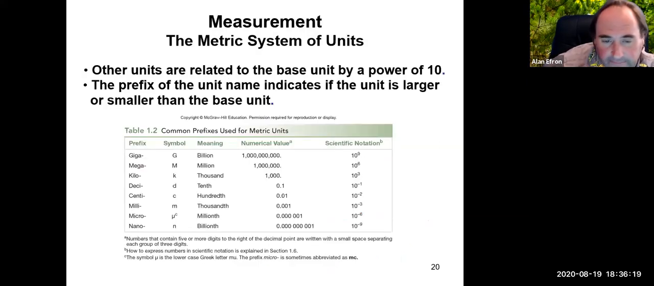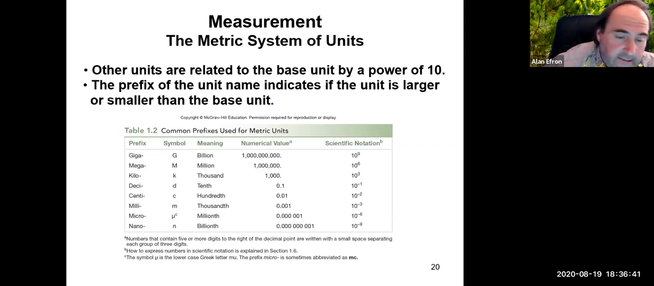And here are those prefixes that we commonly use to go from one number to the next in the metric system. Also helps us avoid all those zeros that may get lost along the way. And I do find that most people do not know how to actually use this table that you can find in your book correctly. So for example, let's take a look at this.